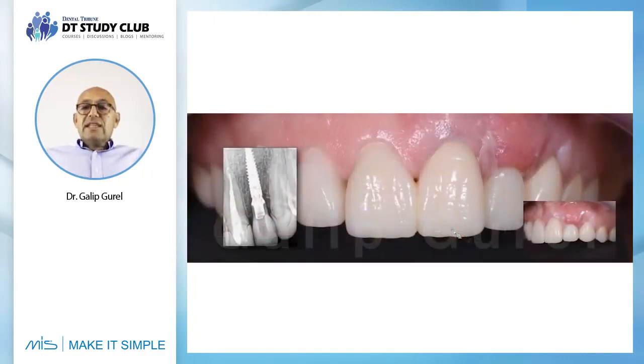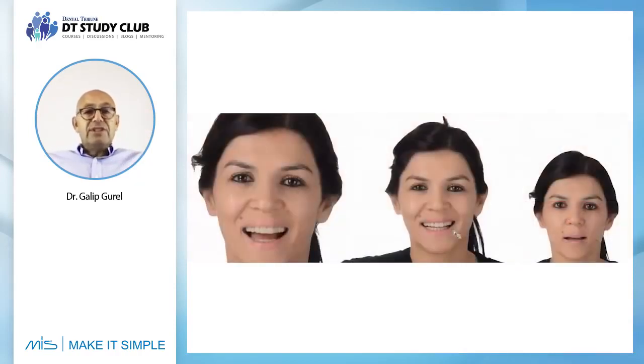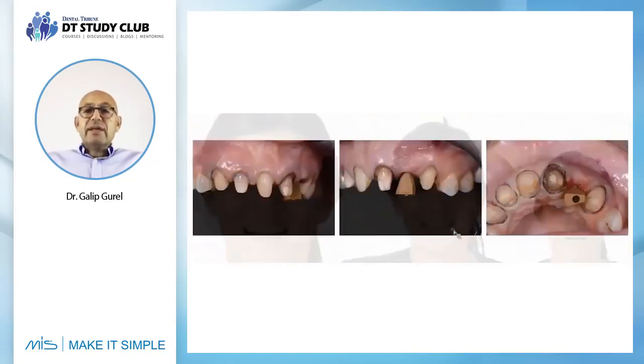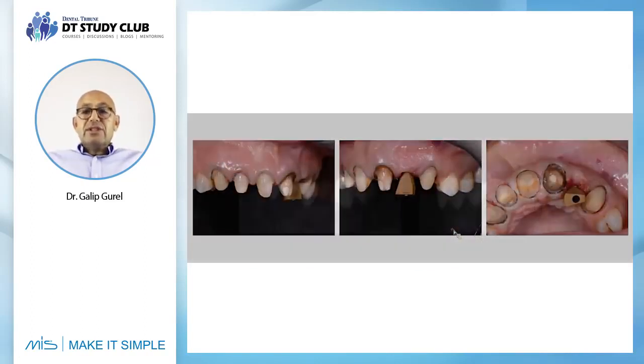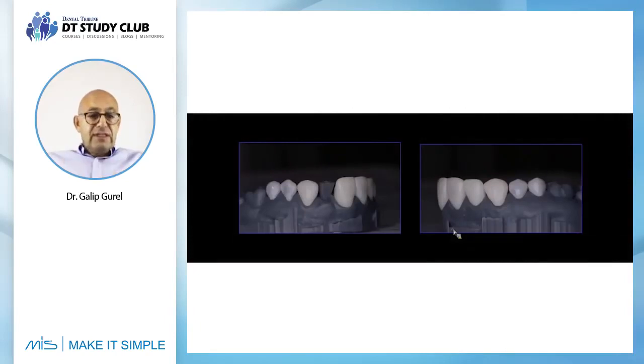So this is the provisional. You see the big improvement in the soft tissue in that zone. And this is the patient right after the surgery. And then we're making the digital impression of this, and we finish this case with CAD/CAM milling monolithic veneers from beginning to the end.